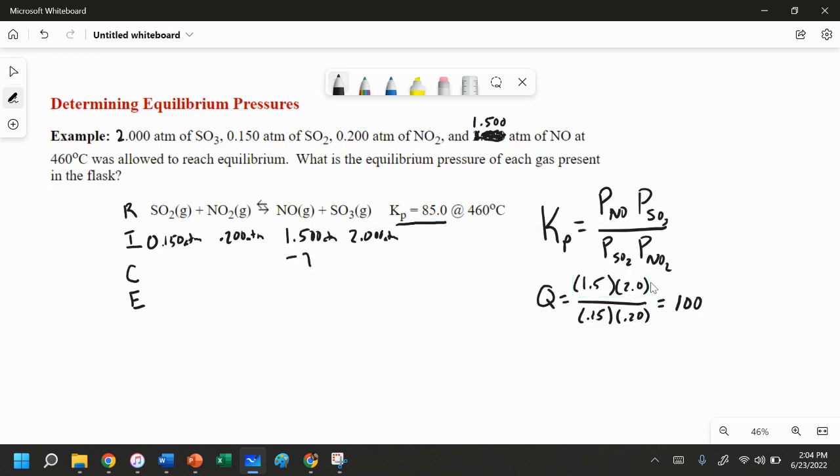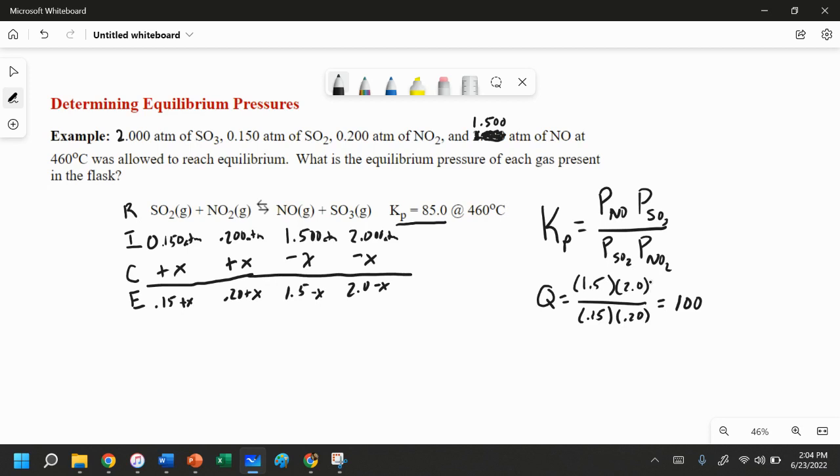We are going to lose some product. So we're going to lose X amount of product. And again, the coefficients are 1. So our coefficient in front of X is 1. And we're going to gain some reactant because the reaction is going to shift to the left because our Q value is greater than K. So to solve for equilibrium pressures, we simply do the math. 0.15 plus X, 0.20 plus X, 1.5 minus X, and 2.0 minus X. So there's our equilibrium pressures.